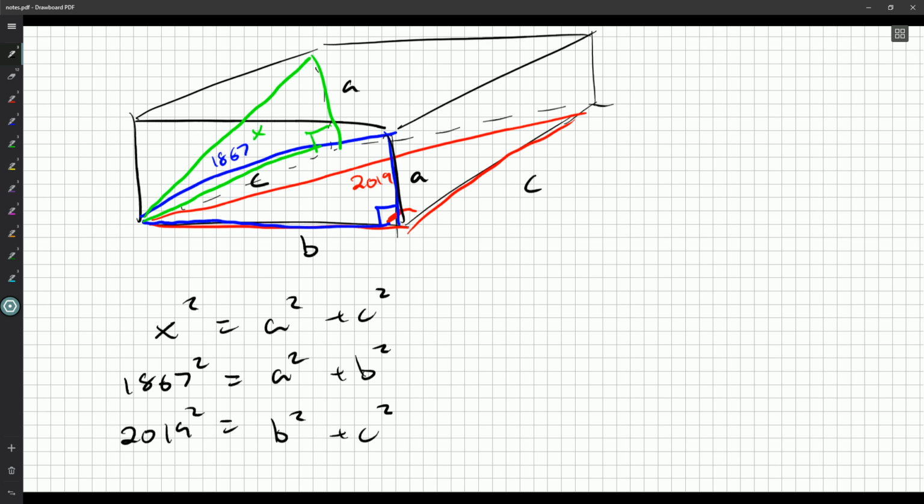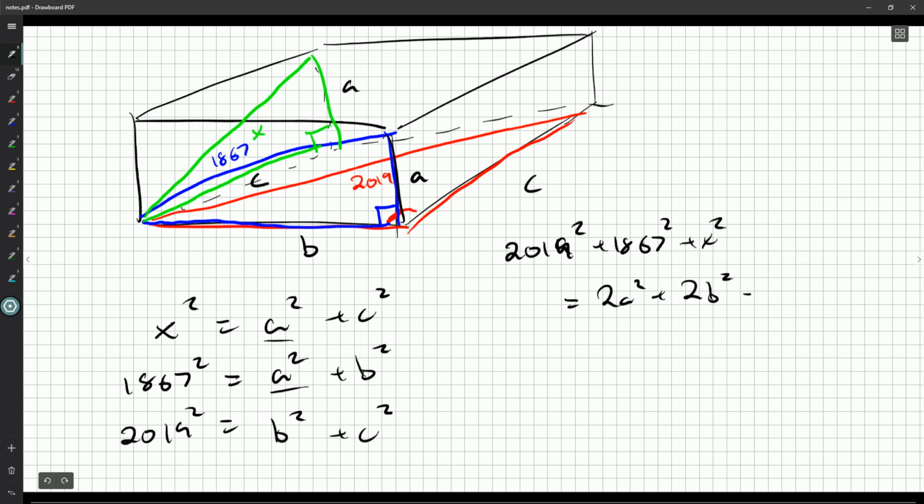Now I've got 3 equations and 4 unknowns, which is good. I shouldn't be able to solve for x, but we do want the possible integer values for x. So what can we do? Well, I'm tempted to add all these equations up. 2019 squared, 1867 squared, and x squared should be equal to 2A squared, 2B squared, and 2C squared. Now we're interested in x, so let's change these A squareds and C squareds to x squareds. Then you can cancel an x from both sides.